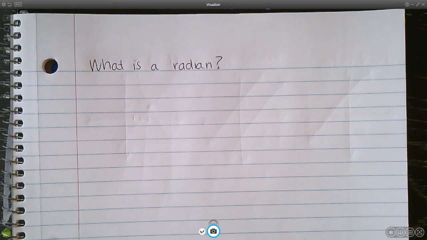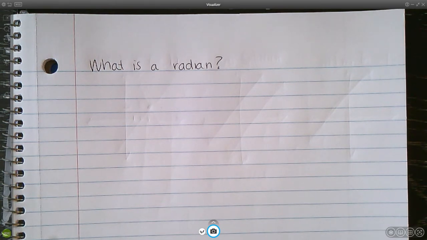Hello. Okay, so yesterday you should have figured out what a radian is. Just a way to kind of explain it a little more. If I wanted you to measure the length of a wall, you can measure that in feet, you can measure it in inches, you can measure it in yards.